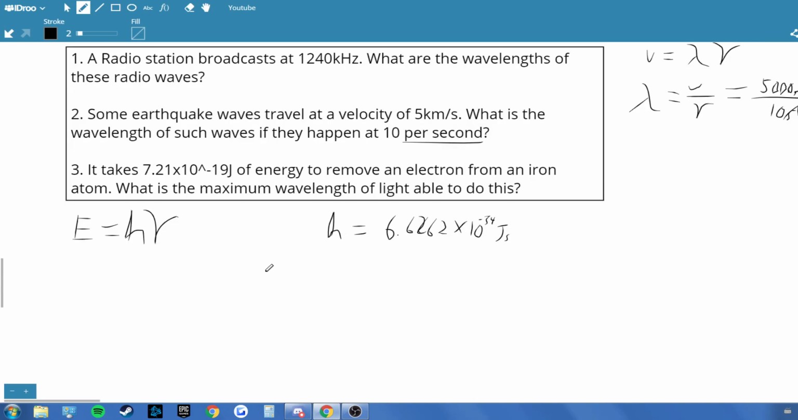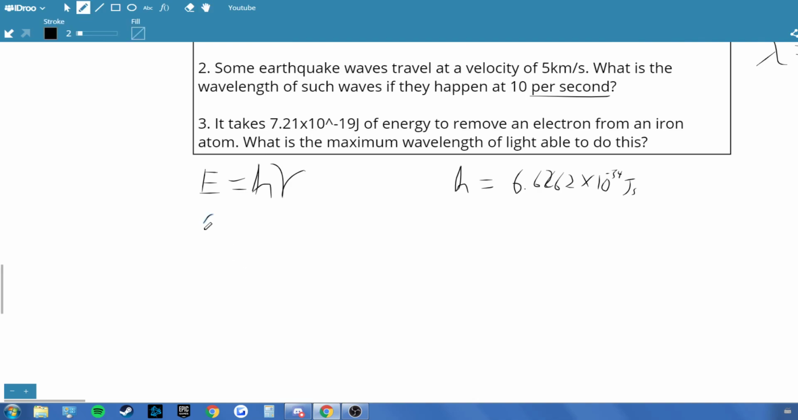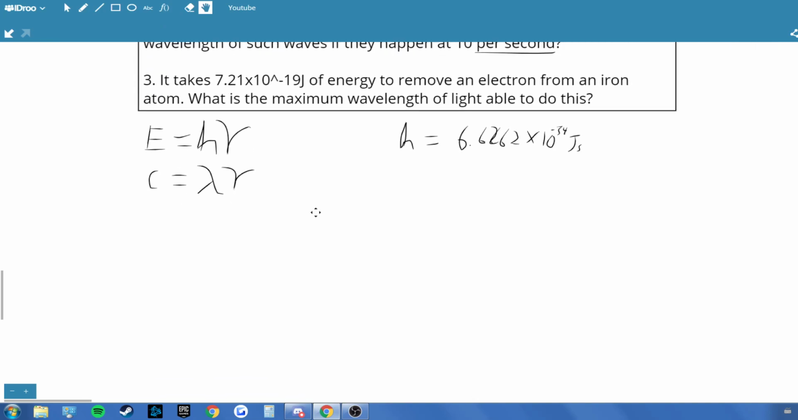So now, since we have E and h, and we're looking for lambda, let me put down the other formula here too, c equals lambda nu. What we can do is solve this equation with our E and h for the frequency nu, and then plug it into this equation and then solve for lambda.